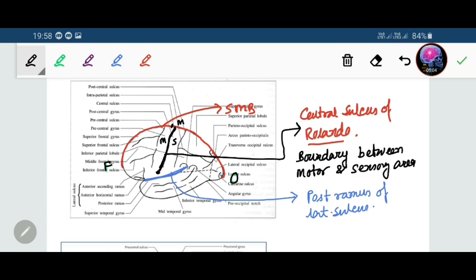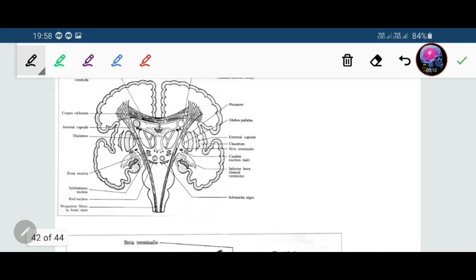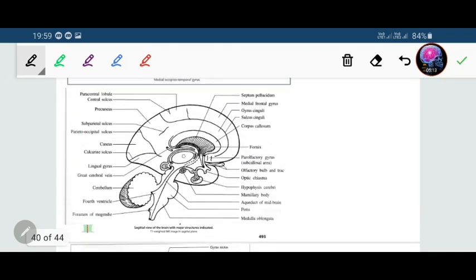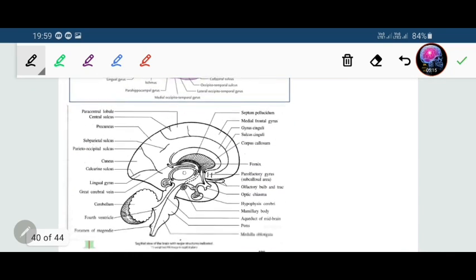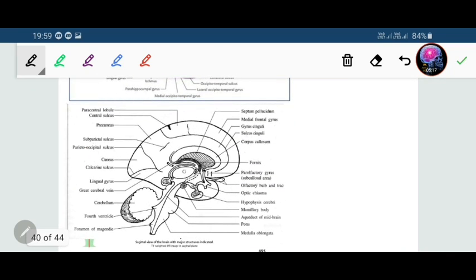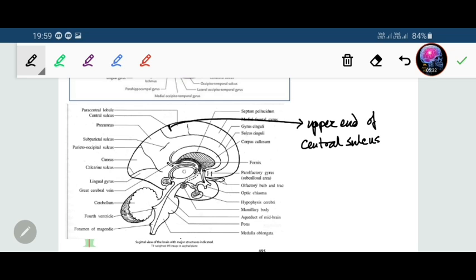The upper end of the central sulcus usually extends onto the medial surface. So if I look at the cerebral hemisphere from the medial surface, we can see the upper end of the central sulcus that is carried towards the medial surface. Upper end of central sulcus.